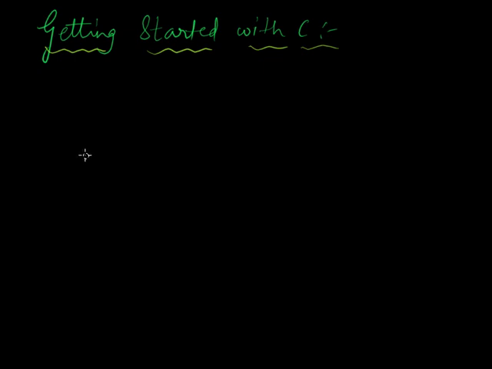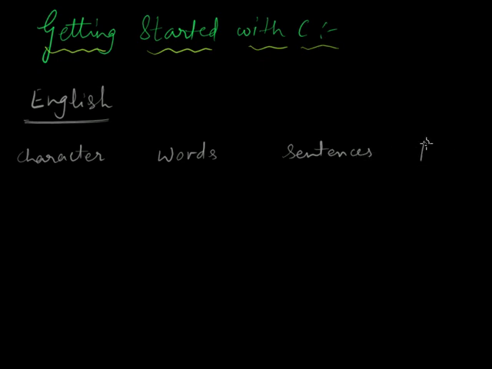Now comes the point where we can start learning the C language. Before we learn it, we know that C is an English-like, high-level language. So why not take the example of English? In English, what do we have? We have characters, words, sentences, and paragraphs. Characters form words. Several words form together sentences, and several sentences, when clubbed together, form paragraphs.